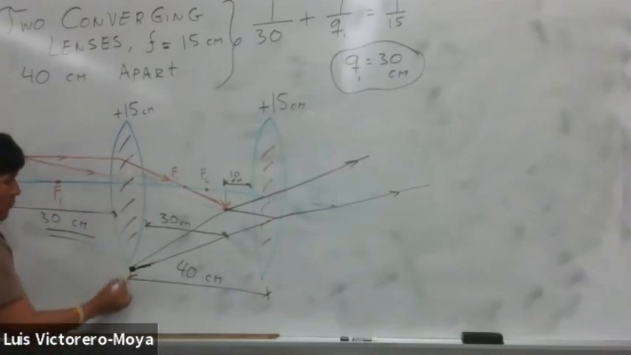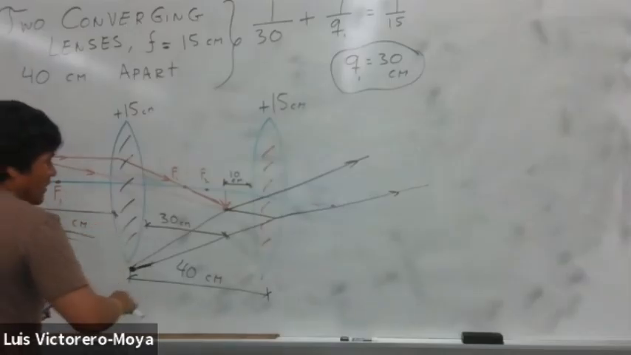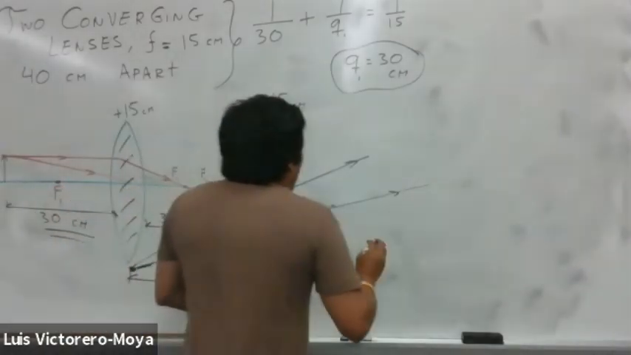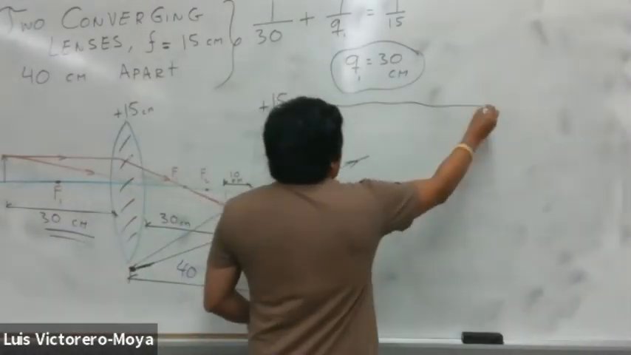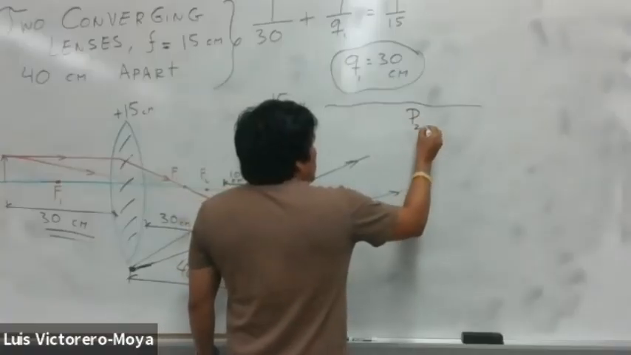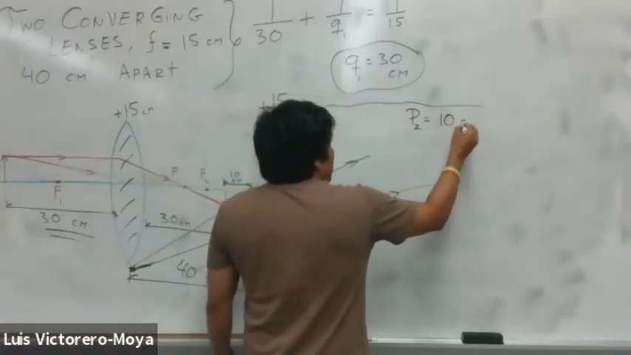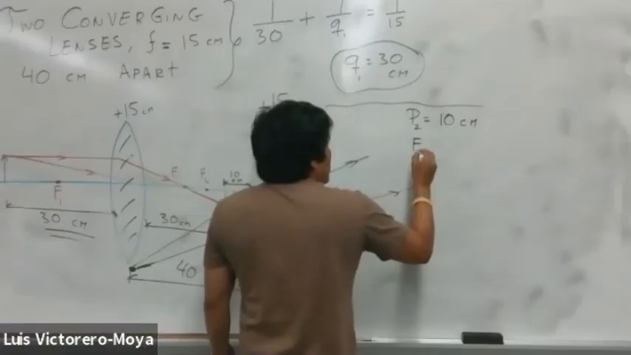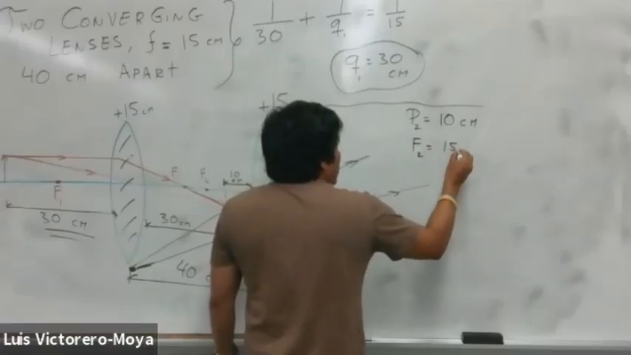My image is going to be approximately here. It might not be there because I kind of twisted it a little bit. So let's see, how do we know? The second part: my P2 will now be 10, and my focal length f2 is 15, the same.